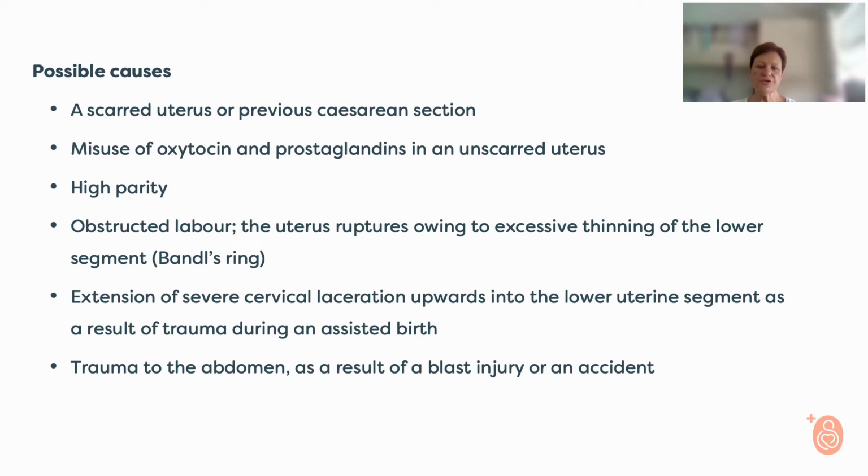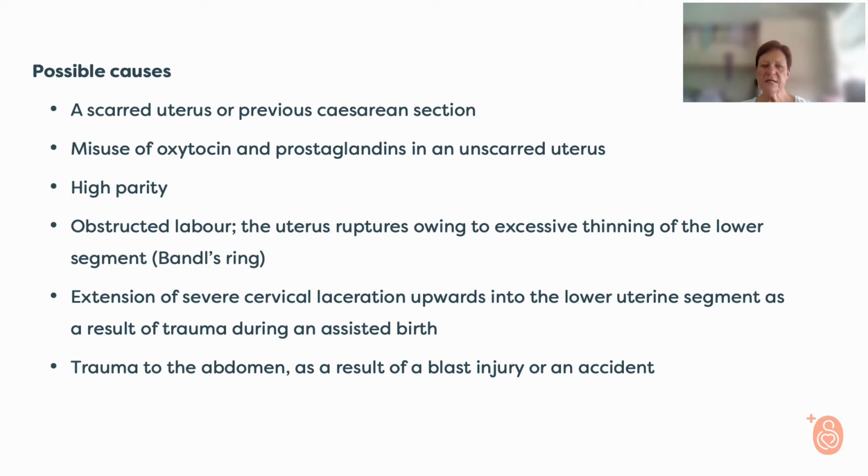Now, the possible causes of uterine rupture are, as we've said, a scarred uterus, where there's a previous scar in the uterus because of previous surgery into the uterus, and most specifically previous cesarean sections. Or it can be, and this is another very important one, the misuse of oxytocin and prostaglandins in an unscarred uterus, where the dosage of the oxytocin and the prostaglandins is so high that it causes tonic contractions of the uterus and eventually rupture.